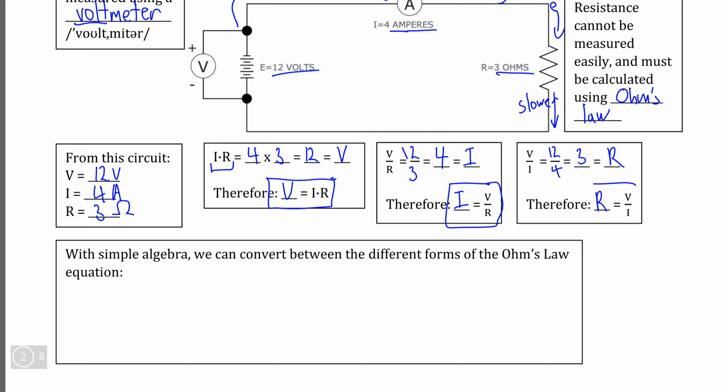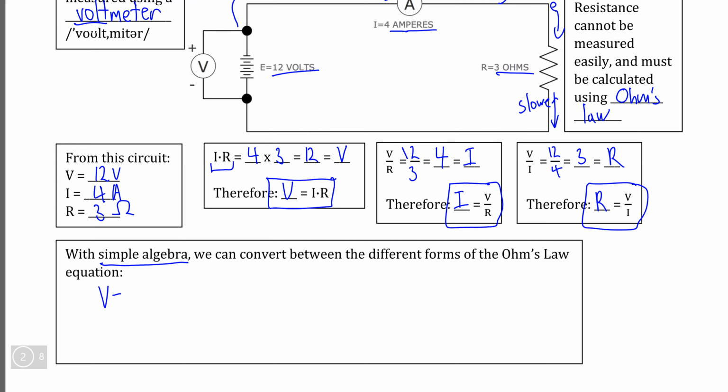Now, for those of you that are not confident in your mathematical ability, you should be freaking out right now thinking, oh dear, we have 3 different equations that we need to memorize, but you actually don't need to remember each individual form, because using some simple algebra, we can interconvert between all 3 of them.